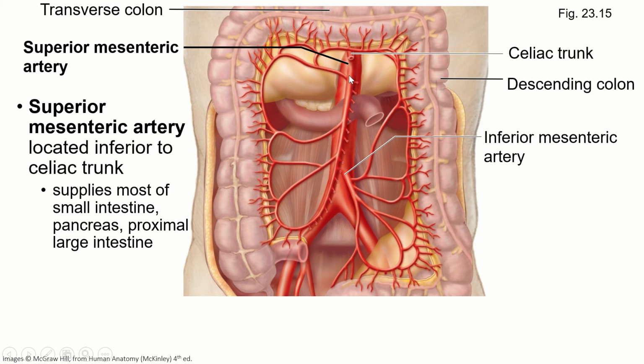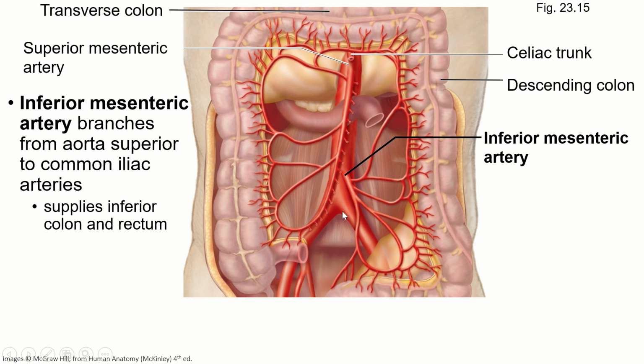So from this superior mesenteric artery, not only does it supply, as you can see, this proximal end of the large intestine, but all of these little branches here are going to supply the small intestine. So most of the small intestine is going to get its blood from this superior mesenteric artery.